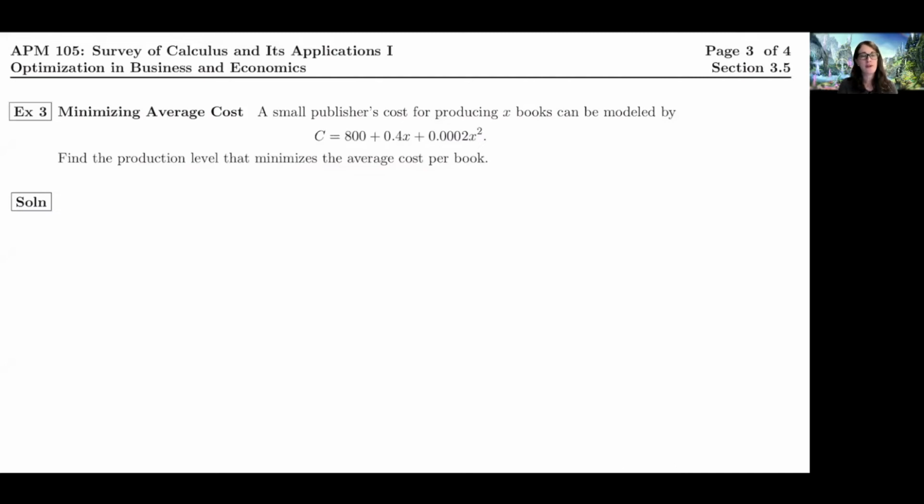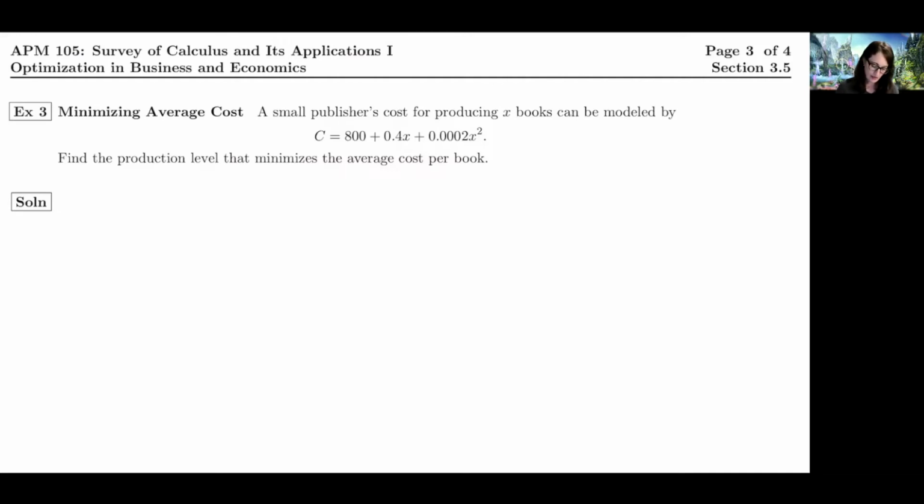In this example, we are going to minimize average cost. So we've got a small publisher's cost for producing x books can be modeled by this cost function: 800 plus 0.4x plus 0.0002x squared. We want to find the production level, so that means number of books, that minimizes the average cost per book.